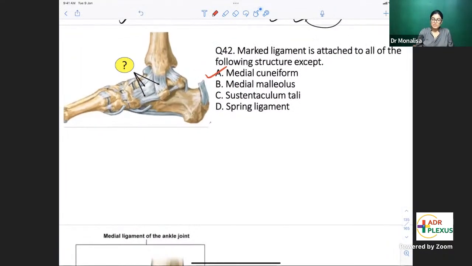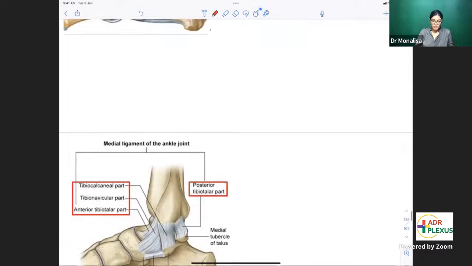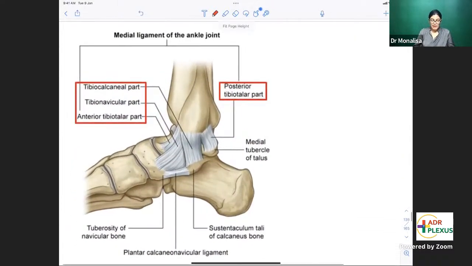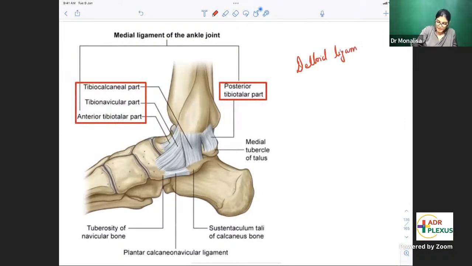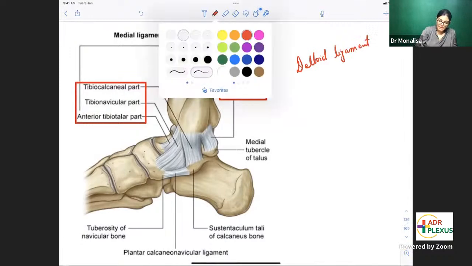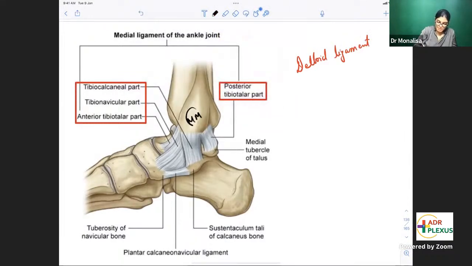Marked ligament is attached to all of the following except. Medial cuneiform is not forming any kind of attachment for this ligament. This is deltoid ligament or medial ankle ligament. So for this, you can have a look at this diagram. You can see the deltoid ligament, and you can appreciate its upper attachment is on the medial malleolus.